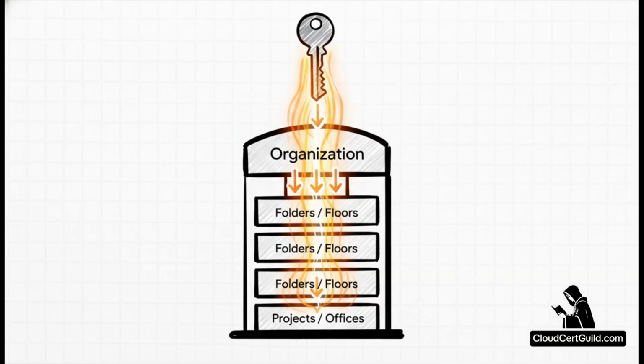Now here's where it gets really interesting, and it's a super important rule to remember. Permissions flow downhill. If I give you a master key at the top level, the organization level, that opens every single door in the entire building, then guess what? By default, you can get into every floor, every office, and open every file cabinet below it. This is called inheritance, and it's an incredibly powerful concept.